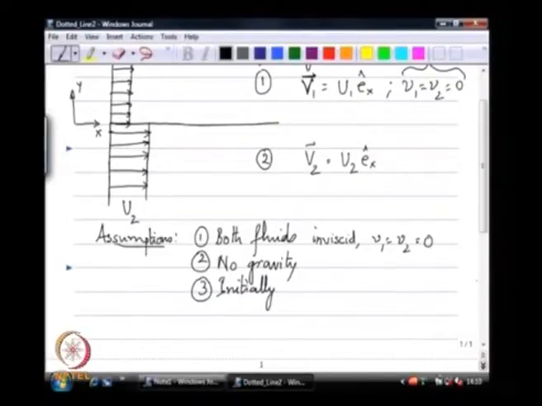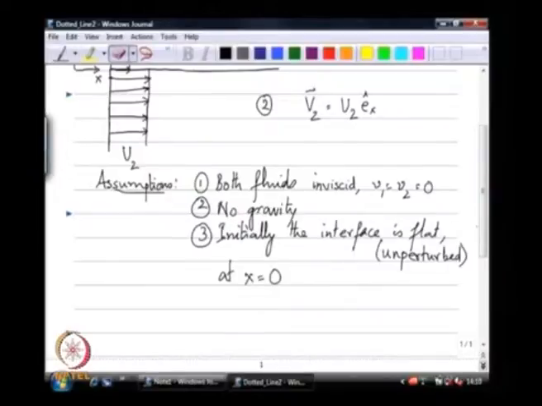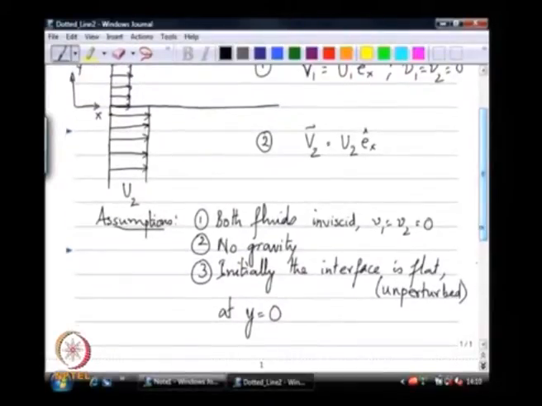Okay, and initially the interface is flat, this is the unperturbed, as we will see in just a moment, at the position y equal to 0. So, this is my interface.